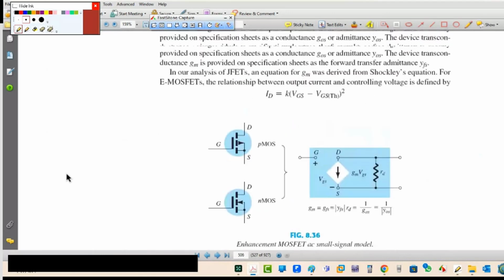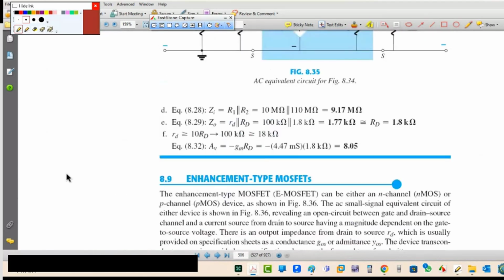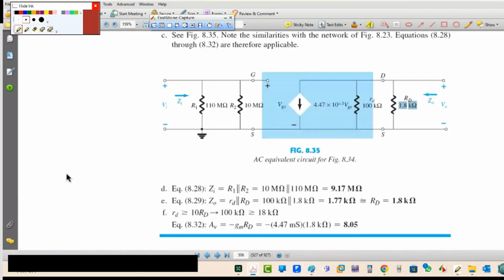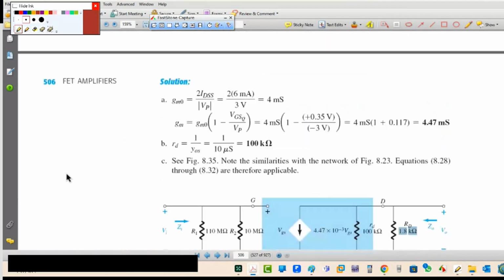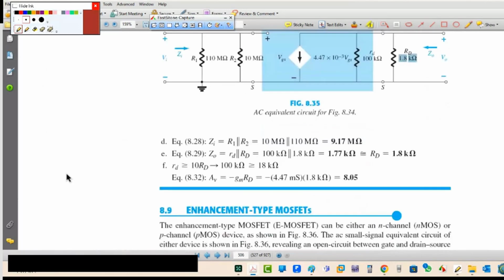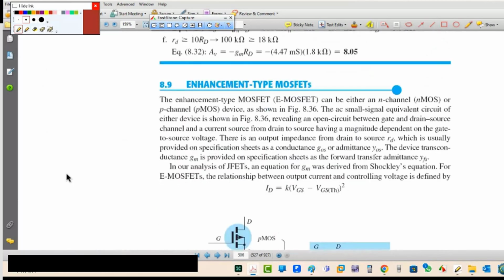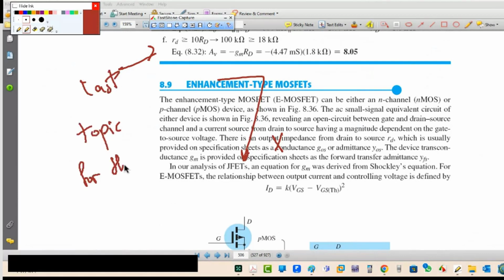Enhancement is cancelled. This is the last topic and last idea. On which page? 506. For enhancement, we don't have any example in our book, so we don't give any. After that is cancelled, and here is the last topic for this semester.